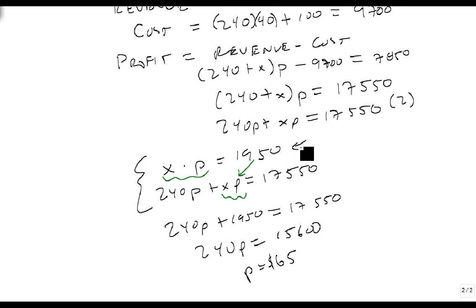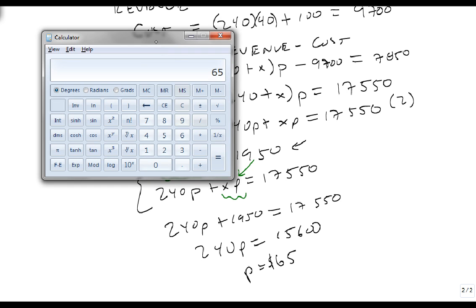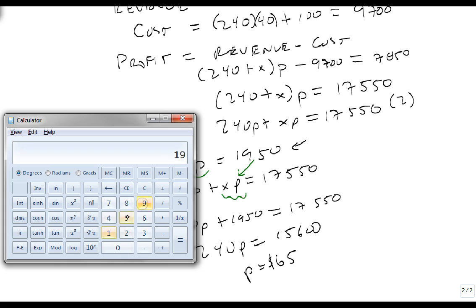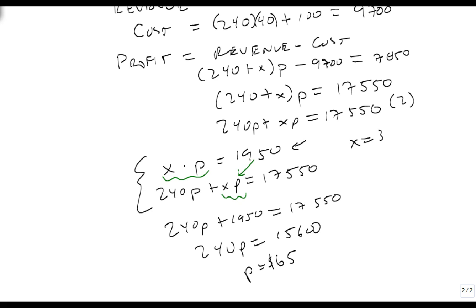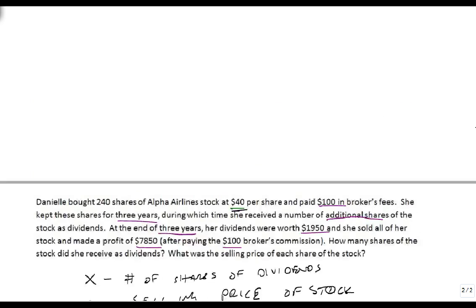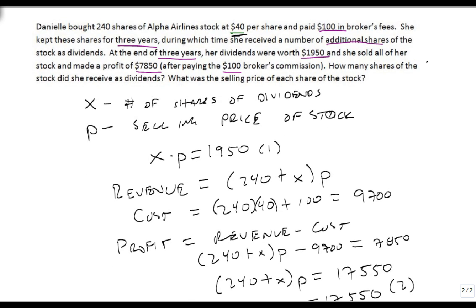Well, if we sold them at $65 a share, that means we can figure out how many of our dividends there are, because we had 1950 divided by the price, 65, tells us that we got 30 shares as dividends. So $65 per share and 30 dividends answers our question. When we come back up, we look at this. There were 30 extra shares, and we sold them at $65 a share. And we have successfully answered our question.